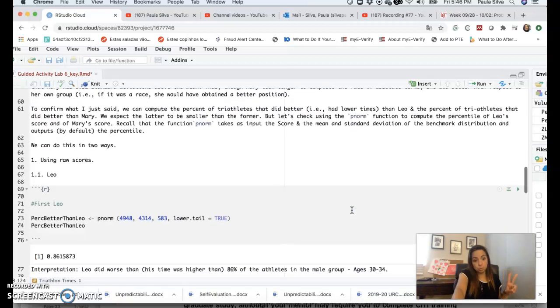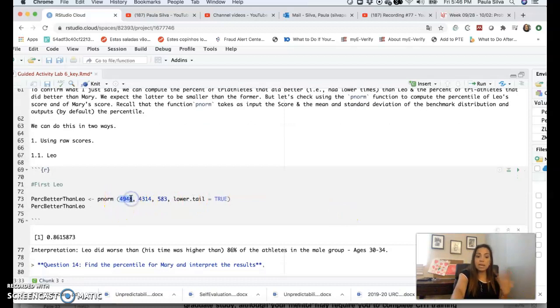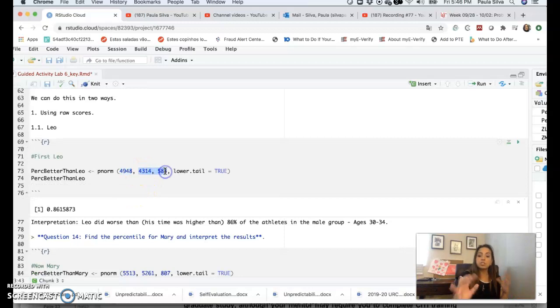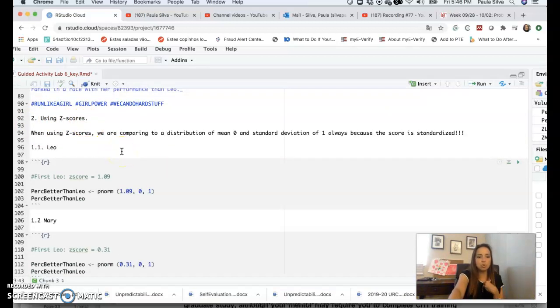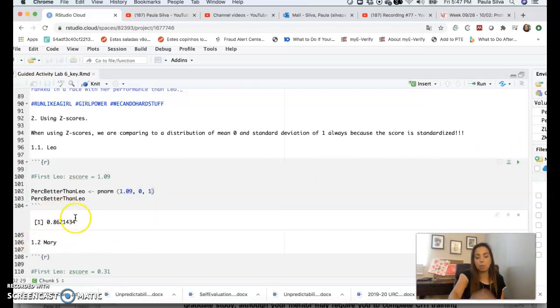So I said we can compute percentiles in two ways. One, I'm using the raw scores, and because I'm using the raw scores, I have to use the mean and standard deviation of the actual raw distribution. But I can do that using z-scores. I know the z-score for both Leo and Mary because I just computed them. So I can use the same pnorm function, except I'll use the standardized normal distribution that has a mean of 0 and a standard deviation of 1, and then I can use the standardized score here. And if you run this, you see that we get the exact same probability. So it's just easier because then it's just one parameter that you would have to vary.